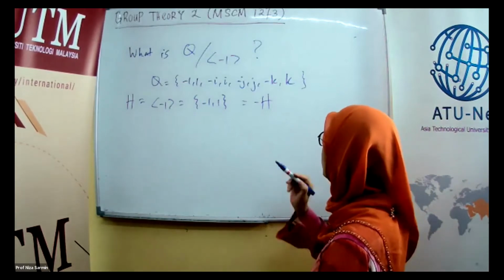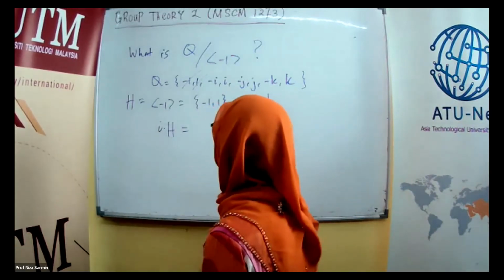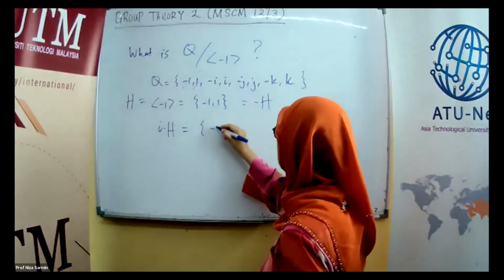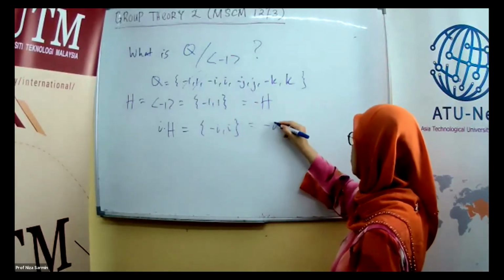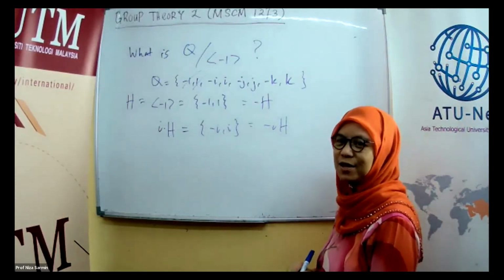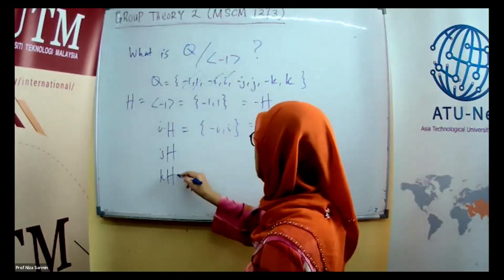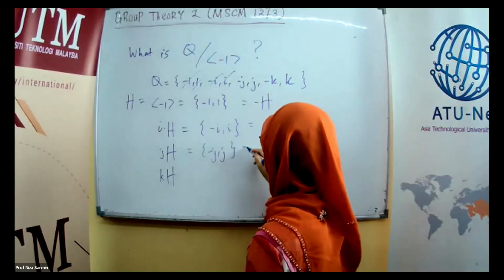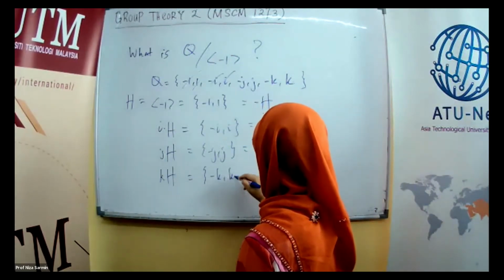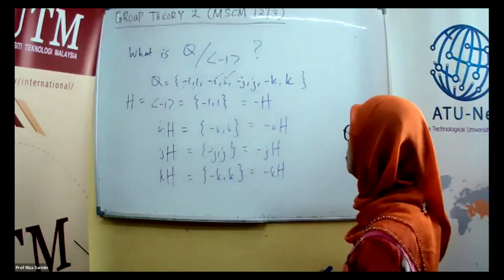Negative 1 times H. So we can say this. Now we multiply I times H. You get I, negative I, which is negative I H, right? I think you probably remember this, so you can solve it. Then you also have JH and KH. So you have 4 cosets, right? The number of cosets.